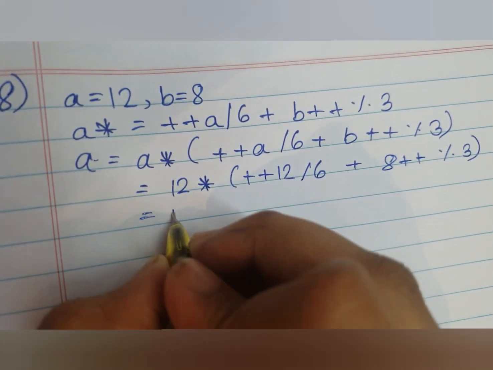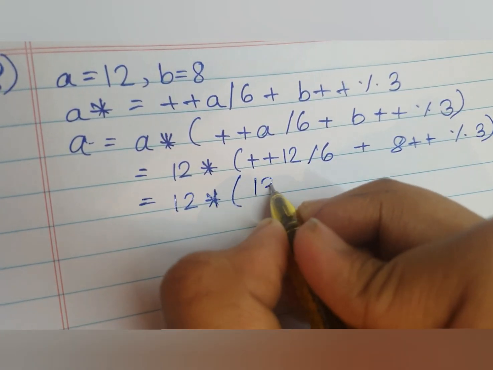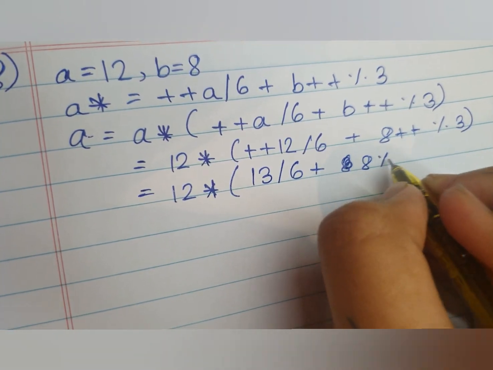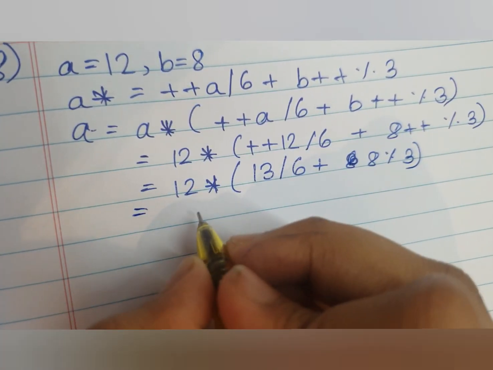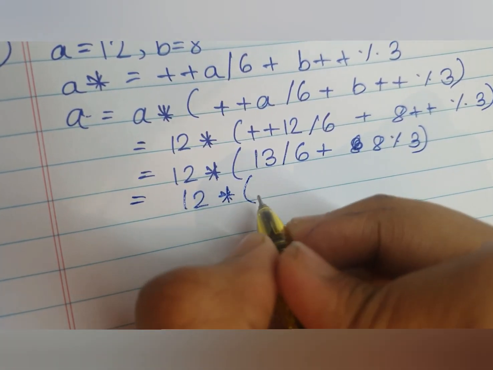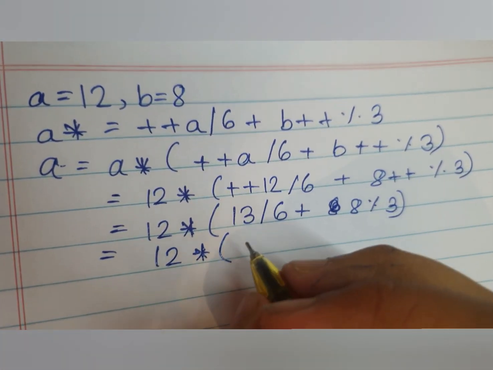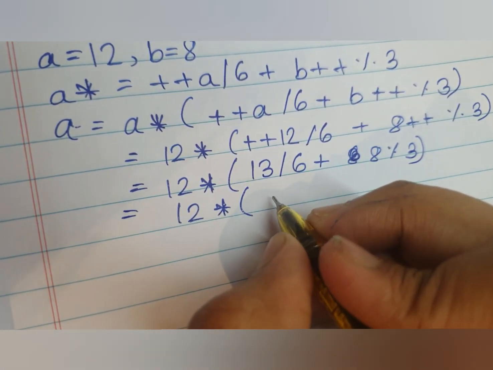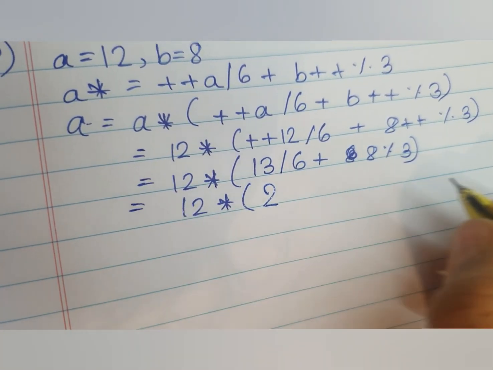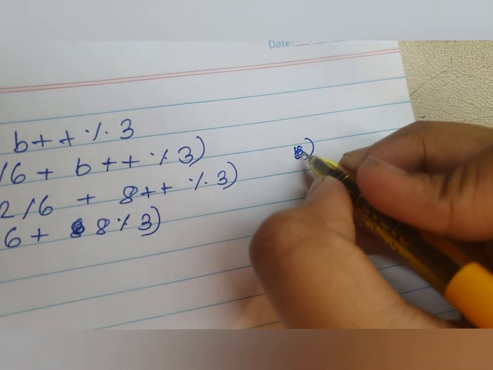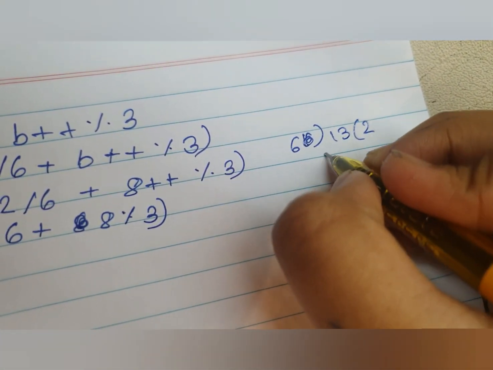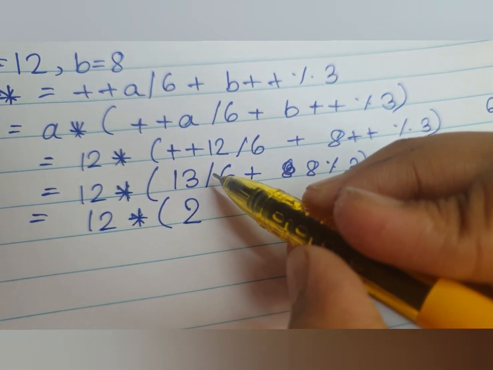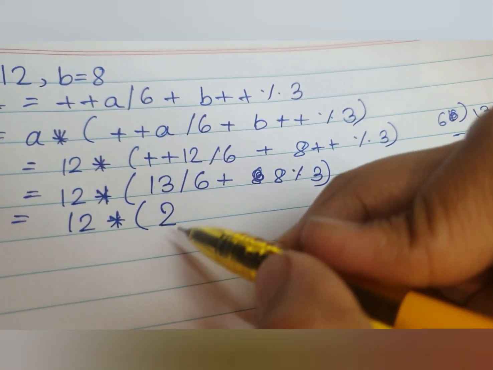Alright. Now 12 into, now ++12 is of course 13. 13 by 6 plus 8 modulus 3. Alright. So 12 into, what is 13 by 6? Now 13 by 6 you just have to write the quotient and not the remainder. Remainder we all know it will be 1, but the quotient will be 2. So if you divide 13 by 6, then it will give you this. Remainder is 1, but the quotient is 2. Since we are having this divide sign, slash sign, we will put only this.